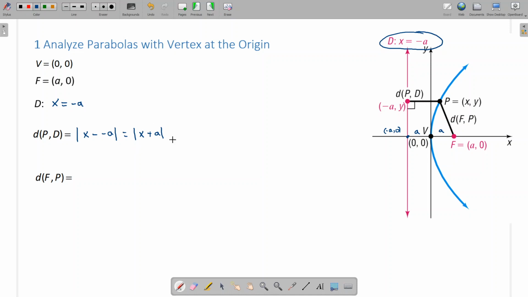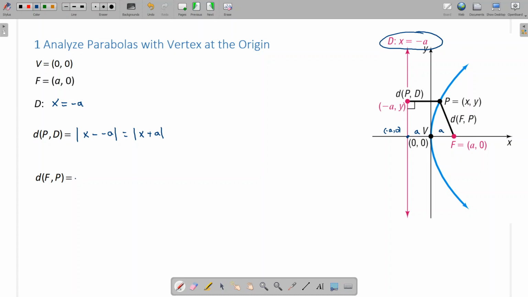The only reason we have the absolute values here is that in our picture we are assuming that x is on the right side, but we could also reverse this and this formula would still work if the parabola were over here, let's say.